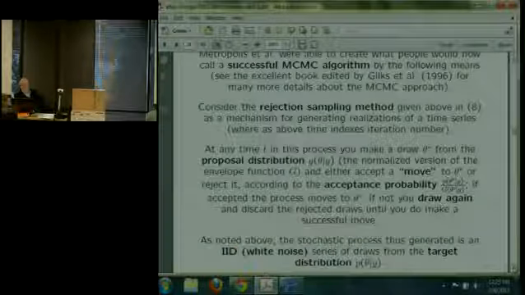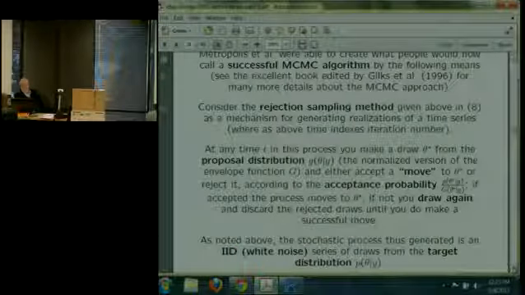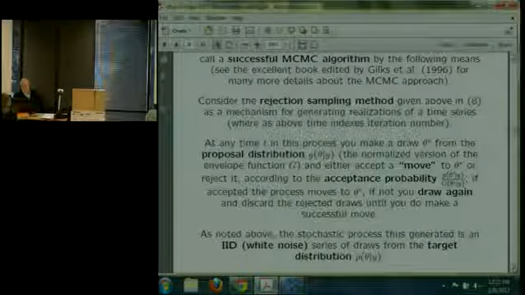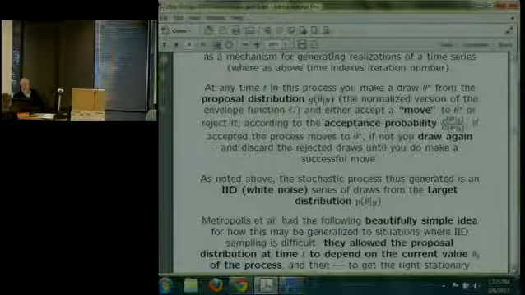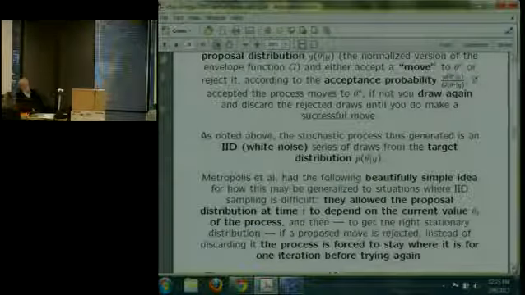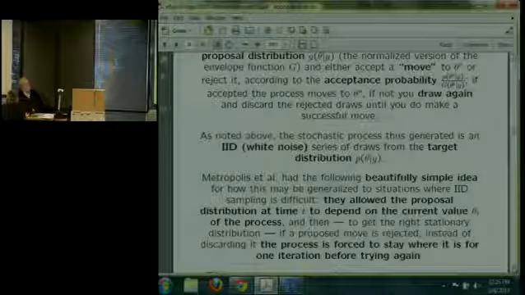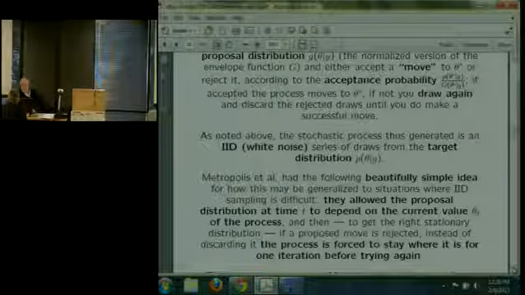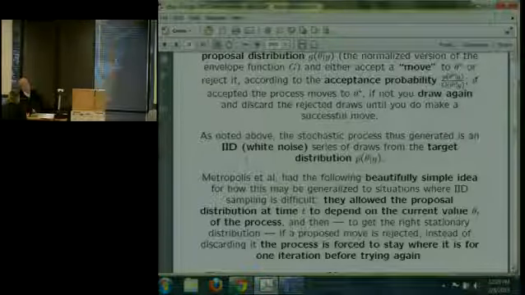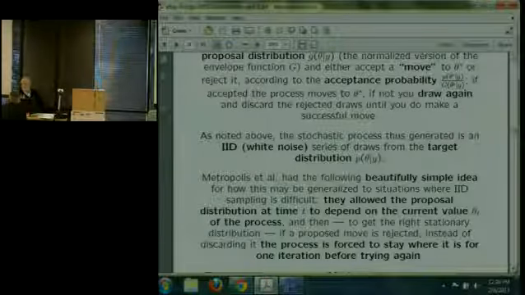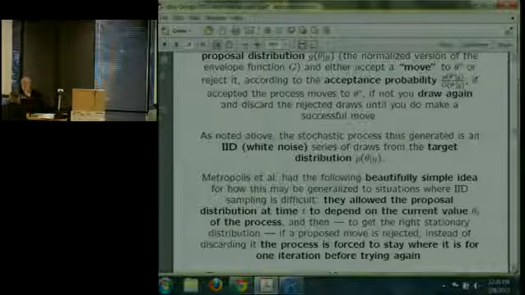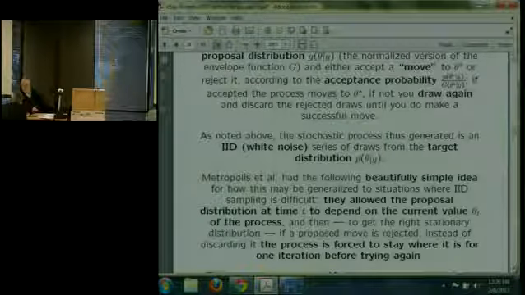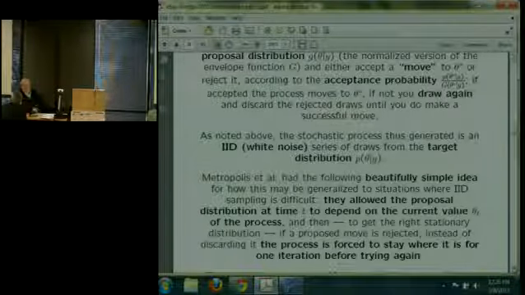So, as I mentioned before, the stochastic process generated in this way is an IID or white noise series of draws from the target. Metropolis and his colleagues had the following beautifully simple idea for how this can be generalized to situations where IID sampling is hard. They allow the proposal distribution at time t to depend on where the chain is at that time. That gives them a chance to move the proposal distribution around as the number of iterations increases. The proposal distribution moves. And that gives them the freedom they need to be able to create an algorithm that will work in high dimensions.